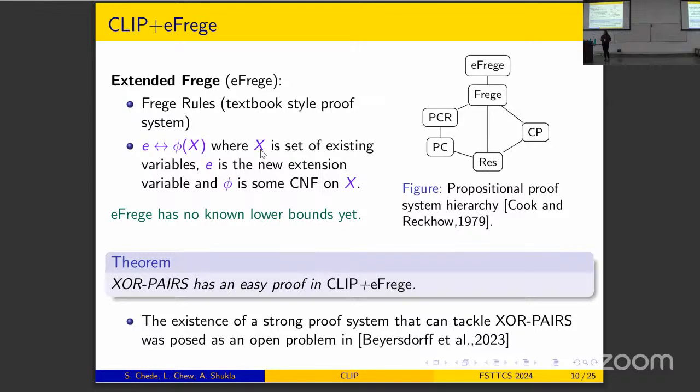So it's easy to find proofs in this, and the same cumulator that I explained, we have a proof of it in E-Frege also. So we prove this in our paper. So this will become an upper bound for the whole CLIP plus E-Frege system. Actually, this point was raised as an open problem in the previous year's paper, and we've solved that.